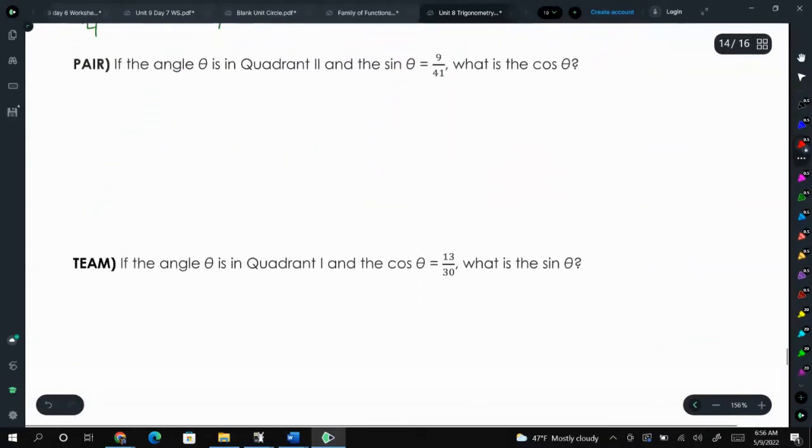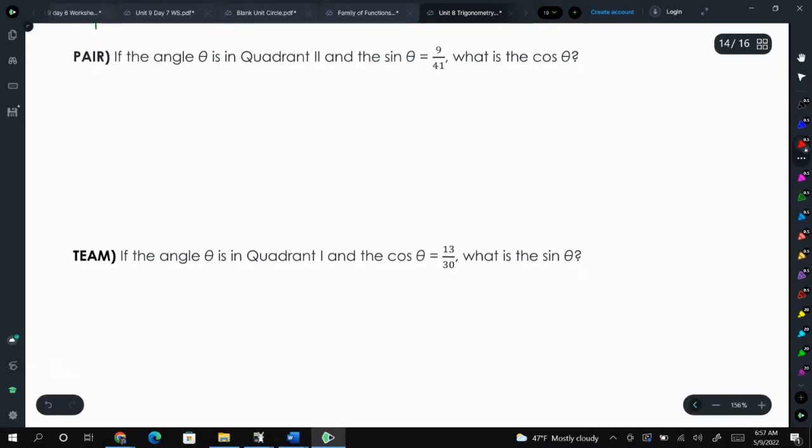So go ahead and pause the video and try these two. If you need to rationalize the denominator in some of these, you might need to. But otherwise, go ahead, try it, pause it. Once you're done, unpause it, and you can see my work.